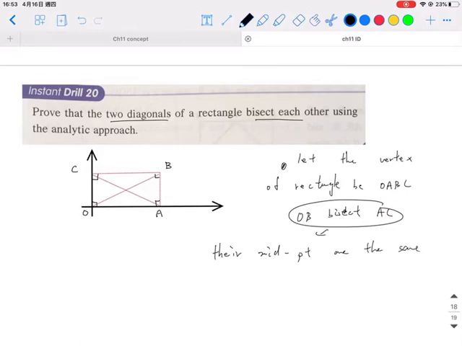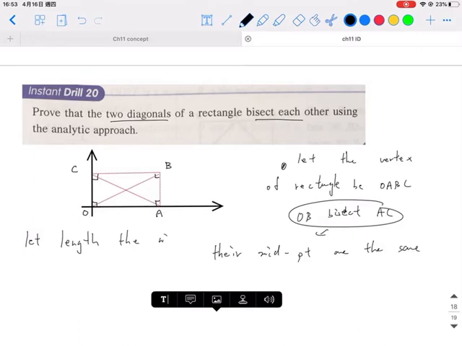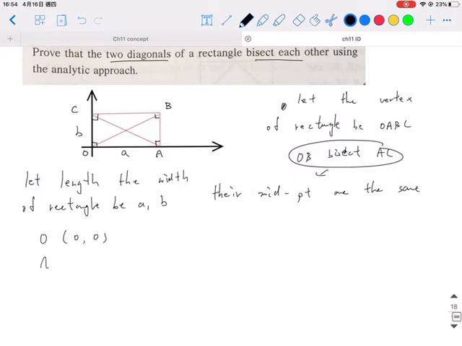Okay, so first of all, I will let the length and the width of the rectangle be A and B. So that means the length should be A and the width should be B. So we will get the coordinates of these four vertices: O is 0, 0, and A you will get A, 0, right? And then C you will get is 0, B, and for B it should be A, B.